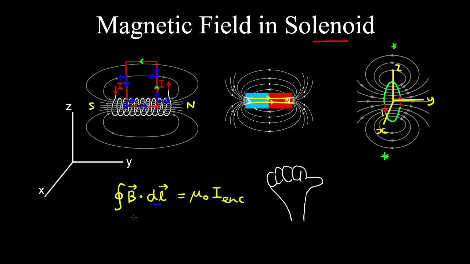So writing this dot product as the magnitude of B by dl cosine theta, well, dl and the magnetic field vector are parallel, so cosine theta is 1. And then if we integrate this from L equals 0 to the length of this edge of the loop, then we get B by L. And that's equal to the magnetic permeability by the enclosed current.